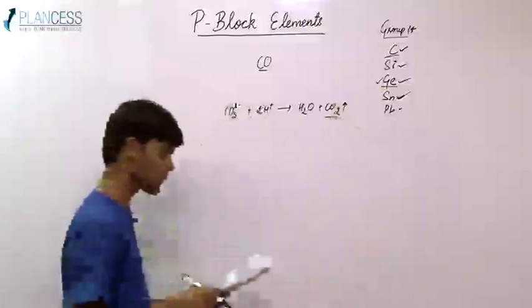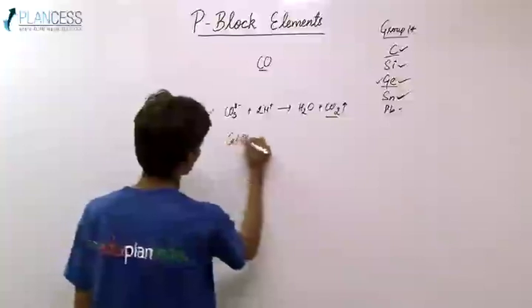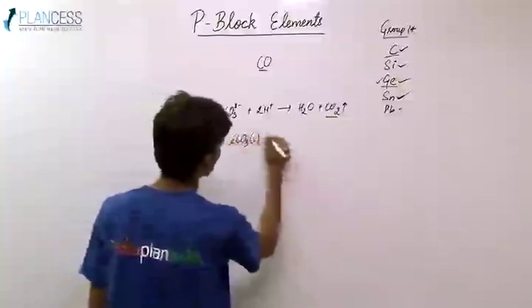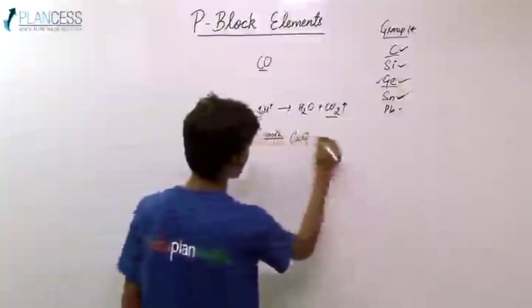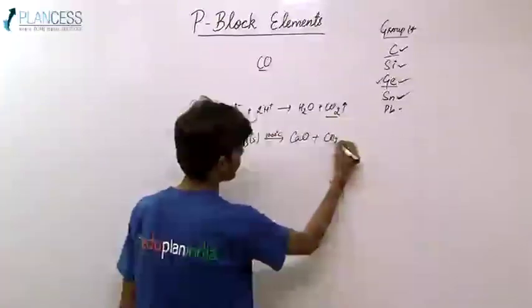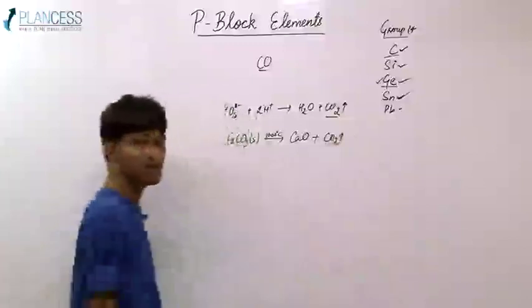Industrially, if you want to know how CO2 is produced, it is produced from quicklime, and in the fermentation process also. That is, limestone CaCO3, when heated to about 1000 degrees centigrade, decomposes into CaO plus CO2 gas evolved. This is the industrial preparation of carbon dioxide.